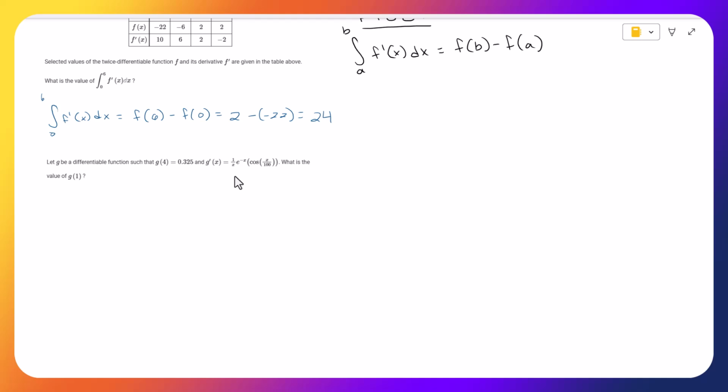So what I was saying, the pieces we have: g of 4, we have our derivative function, and we have g of 1. So we have two bounds, b and a, and we have a derivative function. So let's write our fundamental theorem. This is going to be the integral from 1 to 4 of g prime of x dx equals g of 4 minus g of 1.